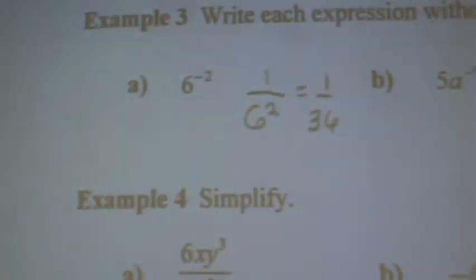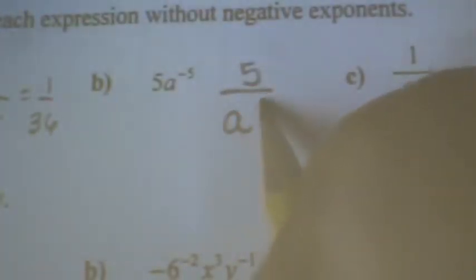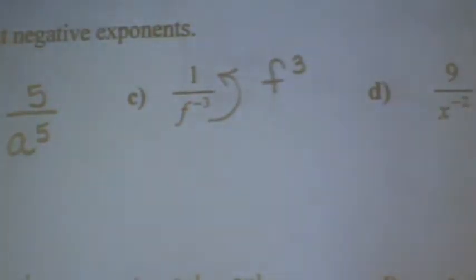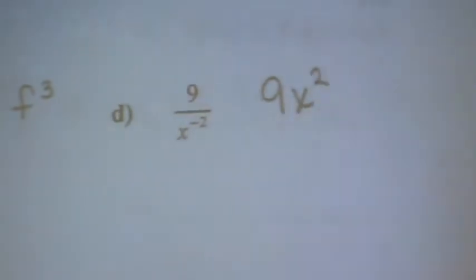Yep. How about B? B's tricky. 5 over a to the 5th. Good job, Brett. So you only carry the negative with the a. Why? Because only the a has a negative exponent. Good job. How about C? F to the 3rd goes up on top. F to the 3rd. And D? X squared over 9. 9x squared.